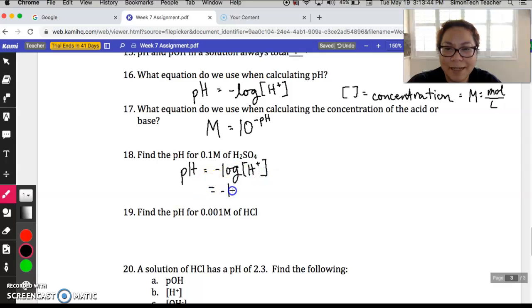So plug that in, negative log times, what is it, 0.1 molar. So you're going to enter the negative first in your calculator, and then the log button, and then enter 0.1. You will find that your pH is 1 when you enter that in your calculator.